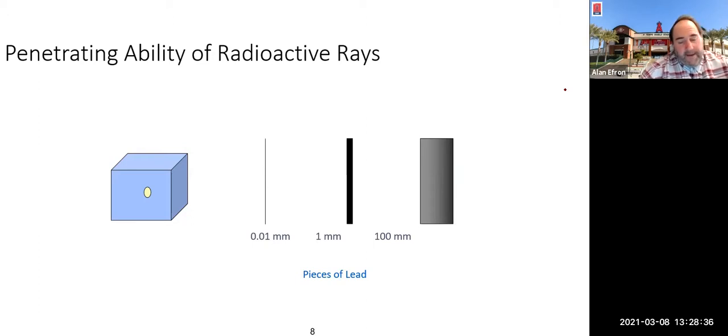So when we talk about radioactivity, we often talk about something being emitted or being an emitter, and that means that particle is being given off. So something like alpha particles don't go very far. Alpha particles go about 0.01 into a piece of lead. You can see beta goes a little further, and gamma rays go very, very far.